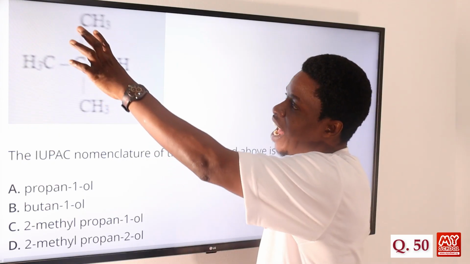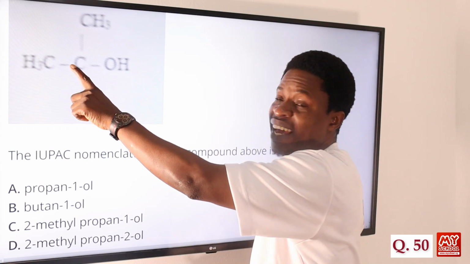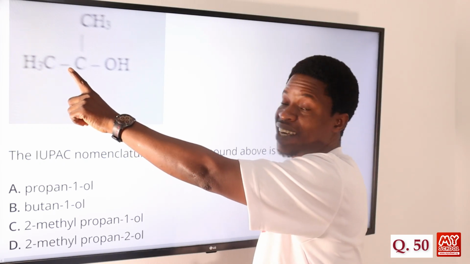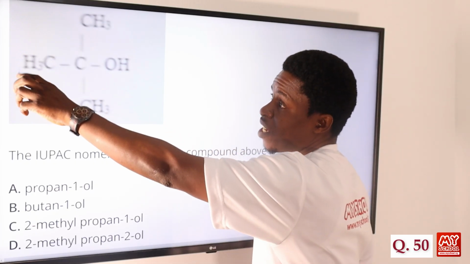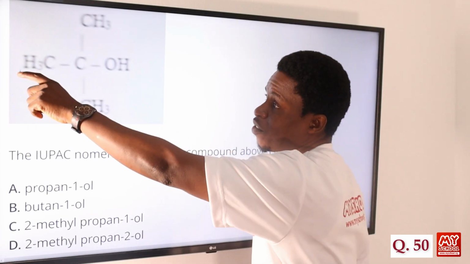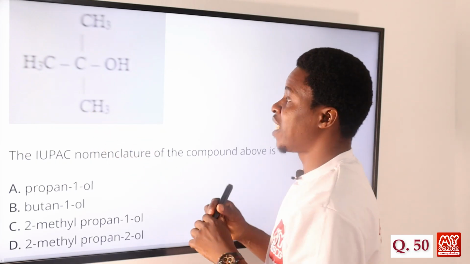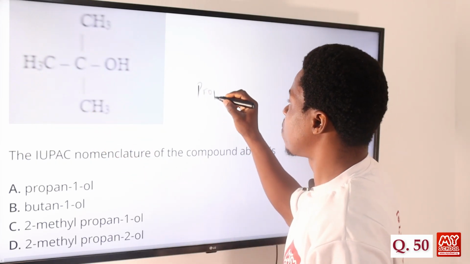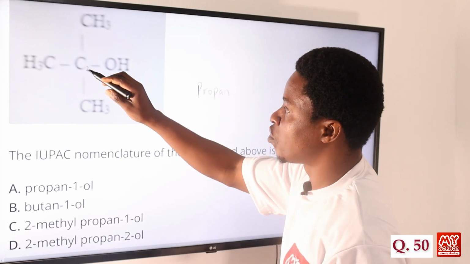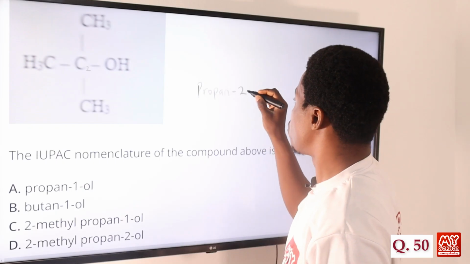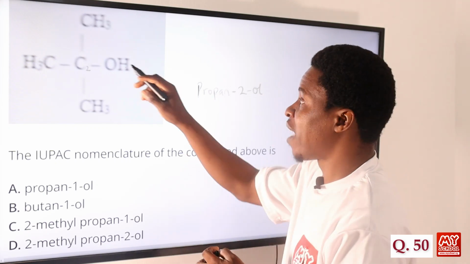Because we have the OH group, this is supposed to be propanol, but the other carbon will now serve as a substituent group. That's the methyl group, acting as a substituent. So we have a methyl group on carbon 2. This is carbon 1, carbon 2, carbon 3. Don't forget the parent name is propanol, but the OH is actually on carbon 2, so that will be propan-2-ol. The OH is on carbon 2, so it will not just be propanol, it will be propan-2-ol.